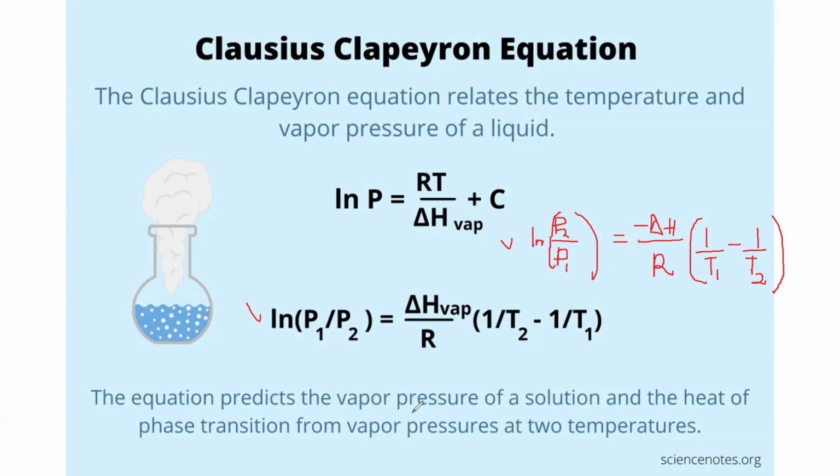So the equation predicts the vapor pressure of a solution and the heat of vaporization from vapor pressures at two different temperatures. These are the two forms of the equation. If you are to solve a problem, you can use either one. Now let's look at an example.